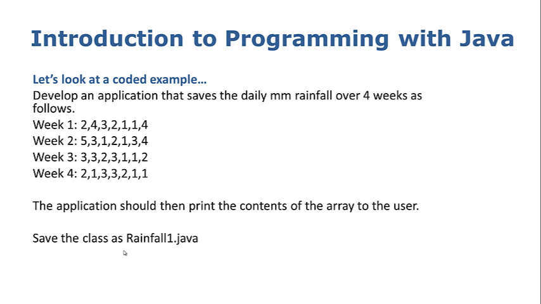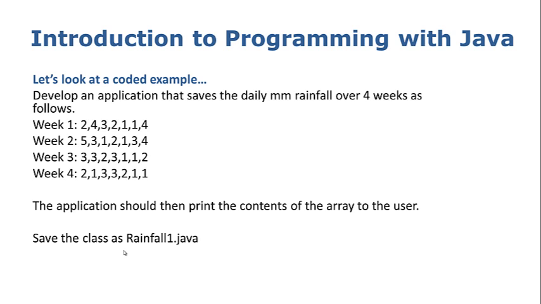So let's take a look at a coded example for this one then. Develop an application that saves the daily millimeters rainfall over 4 weeks as follows. Week 1, 2432114. Week 2, 5312134. Week 3, 3323112. And week 4, 2133211.